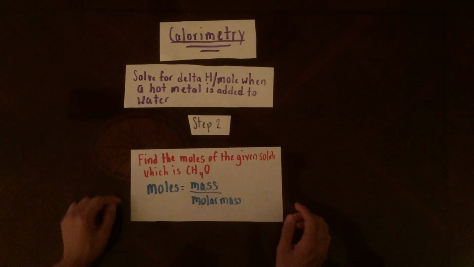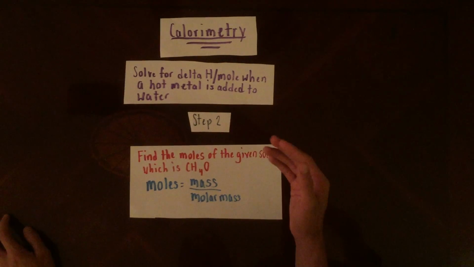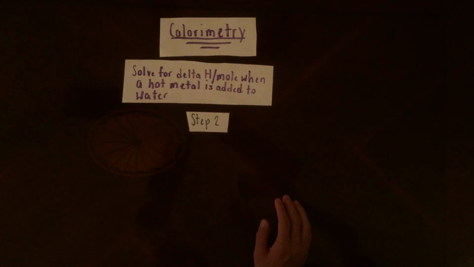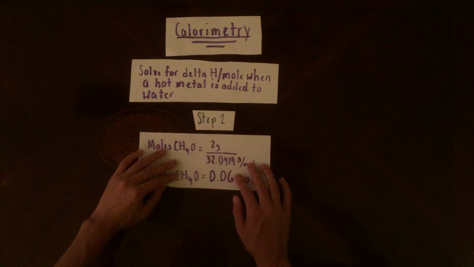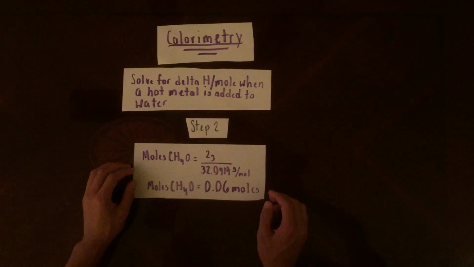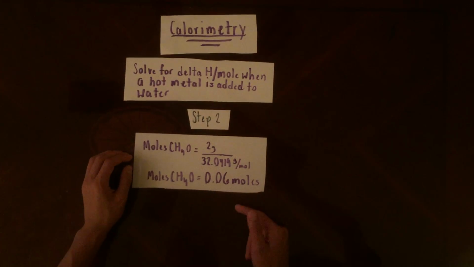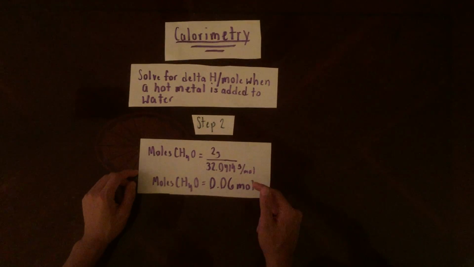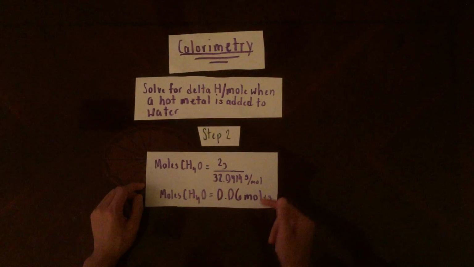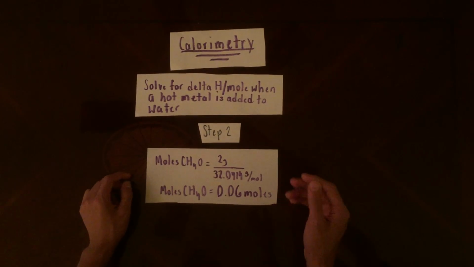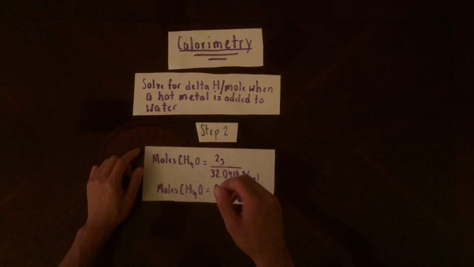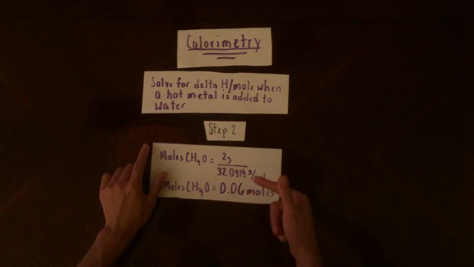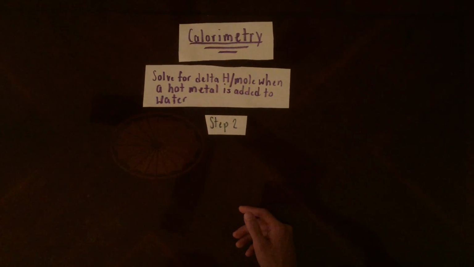For step 2, you find the moles of the given solute, which is CH4O. To do this, you use the mole equation, which is mass over molar mass. So the moles of CH4O equal 2 grams over 32.0419 grams per mole. The 2 grams is the mass, and the 32.0419 grams per mole is the molar mass of CH4O. If you plug this into a calculator, either way you get the same answer of 0.06 moles rounded.